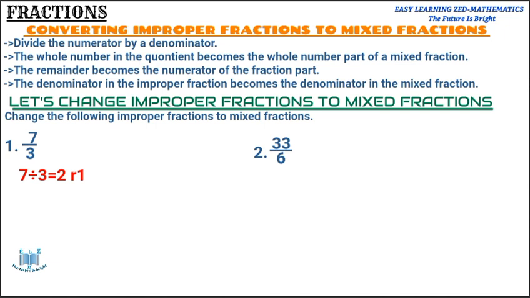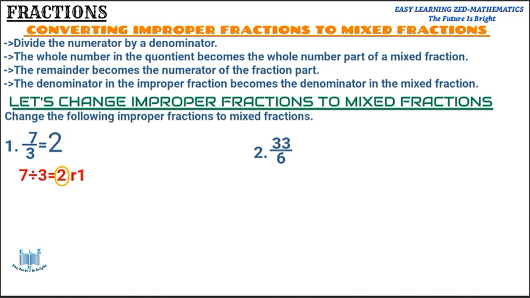Step 2, which is saying the whole number in the quotient becomes the whole number part of a mixed fraction. So the whole number in this quotient is 2, the one I've circled in yellow there. 2 is the whole number in this quotient we have gotten, which is 2 remainder 1. So 2 is going to become the whole number part of the mixed fraction. So I'm going to write 2 as a whole number like that.